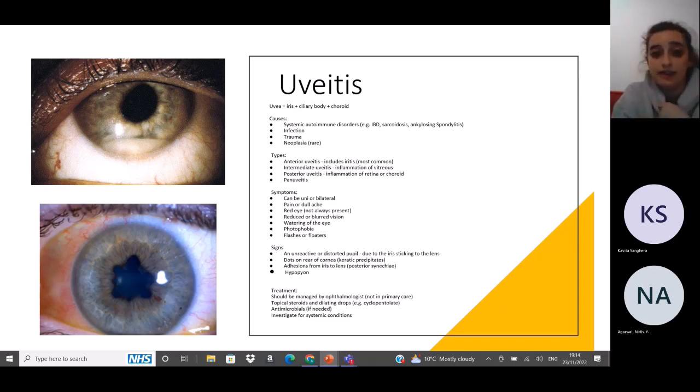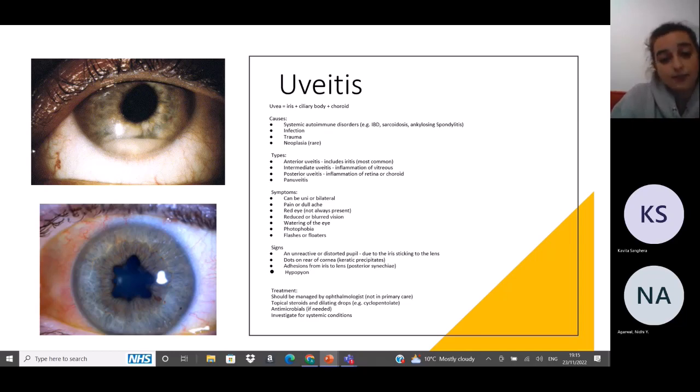And the most common thing in SBAs, they'll probably link it to an autoimmune disorder. So something like IBD or sarcoid or ankylosing spondylitis, if that comes up in the question, that's a flag for uveitis. It can also be caused by infection, trauma, and very rarely malignancy.